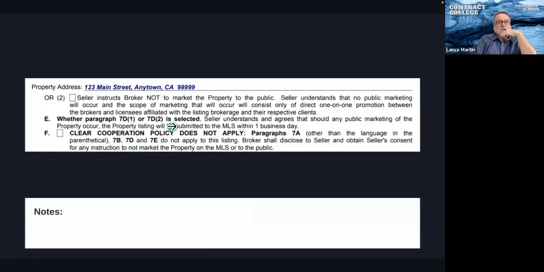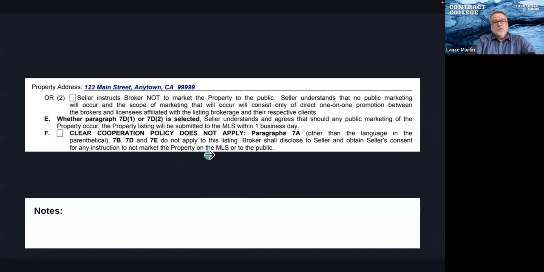Okay, top of page 3. Again, this is just a continuation of what we just talked about. If you check the box, seller instructs broker not to market the property to the public. Seller understands that no public marketing will in effect reduce the promotion, et cetera, et cetera. Whether paragraph 7.1 D or 7D1 or 7D2 are selected, seller understands and agrees that should any public marketing be done, the property goes in the MLS. That's what I just said. So even if the seller says don't do it, if you do anything, a Facebook post, that's public marketing. It's got to go in the MLS.